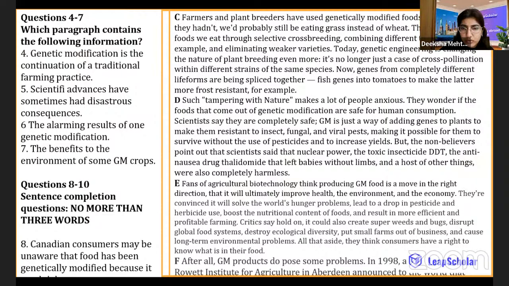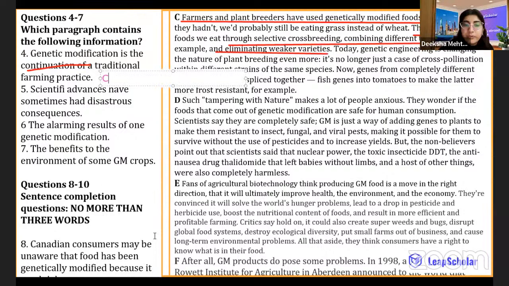Okay, let's discuss. Question number 4 was super easy. It said genetic modification is the continuation. Continuation means that it's something that comes after, right? It's just a continued step of traditional farming practice, isn't it? So here, just the first sentence is telling you, farmers and plant breeders have used genetically modified food for centuries. And they have refined the foods we eat through selective crossbreeding, combining different types of wheat, and eliminating weaker varieties. So what is this? It is just the same thing being continued, right? Farming practice being continued. That is genetic modification. It's just a second step of the traditional farming practice. So this is C. Good job done.